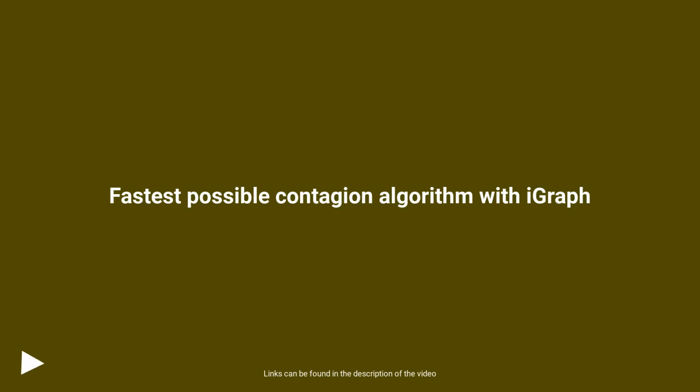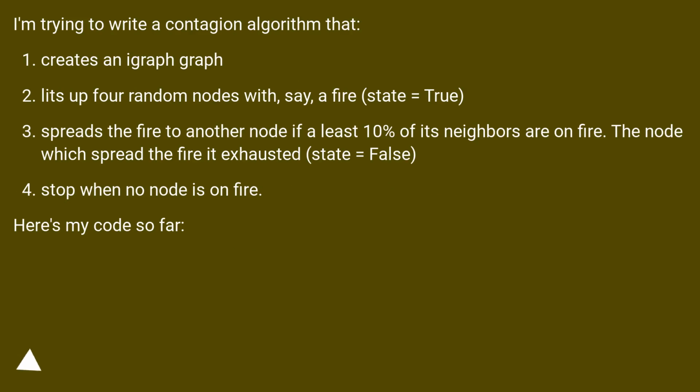Fastest possible contagion algorithm with iGraph. I'm trying to write a contagion algorithm that creates an iGraph graph. Looks up 4 random nodes with, say, a fire, state equals true.